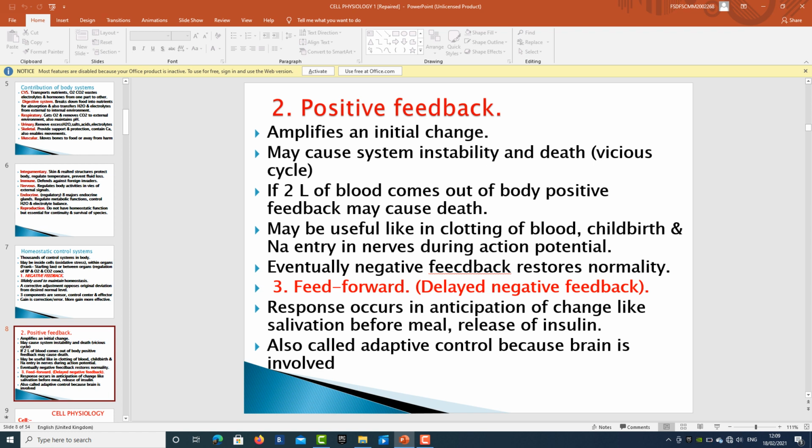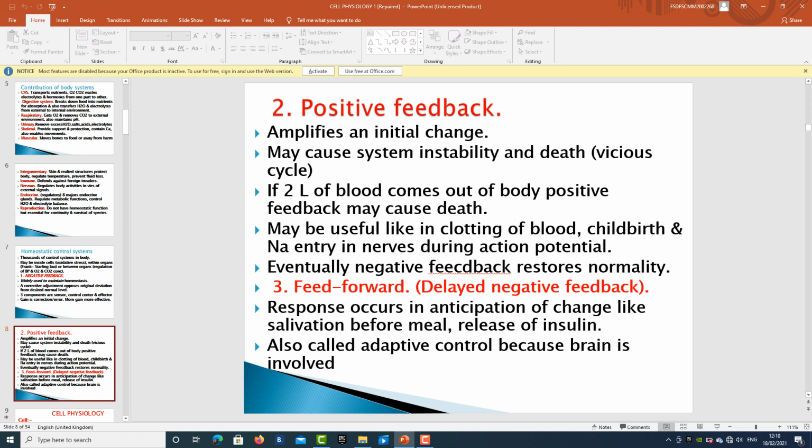It can be useful in case of the blood clotting mechanism, childbirth, and even during the course of development of the action potential, in which the sodium is entering the nerves and how it is going to lead to action potential. And eventually, negative feedback is going to restore normality that is to be restored.